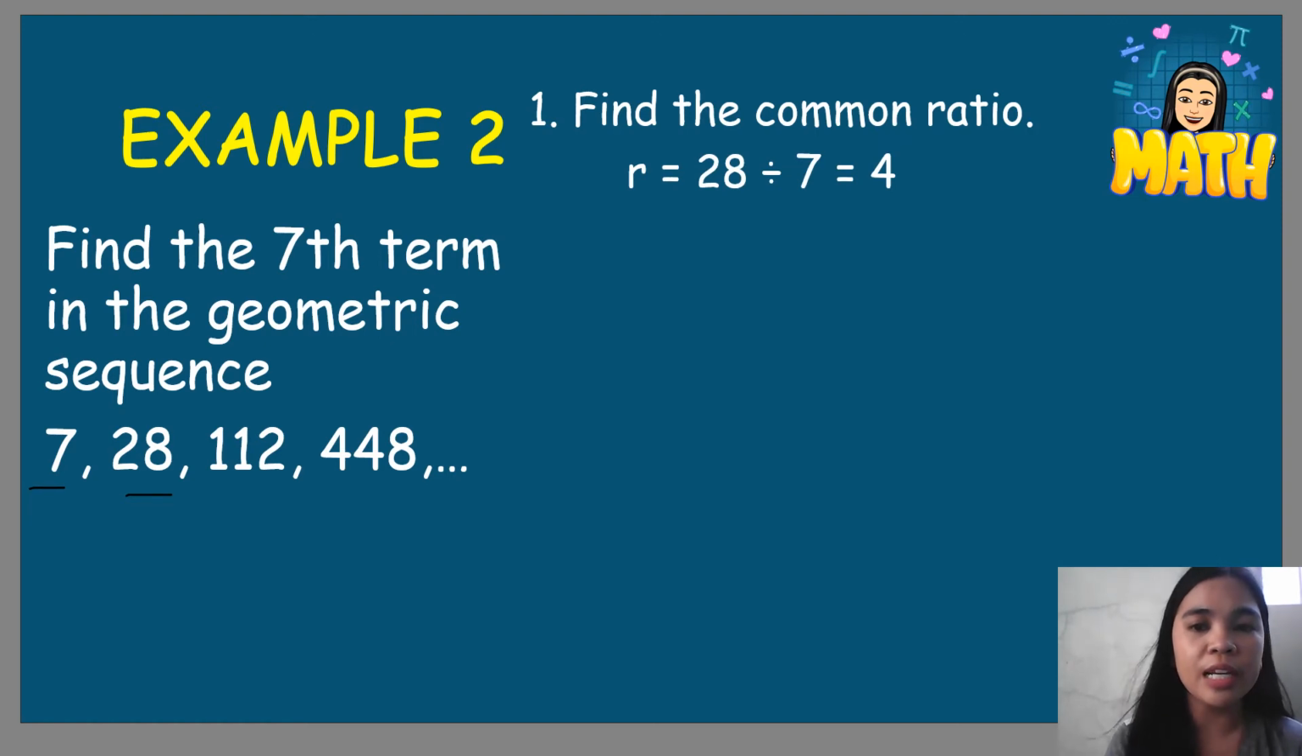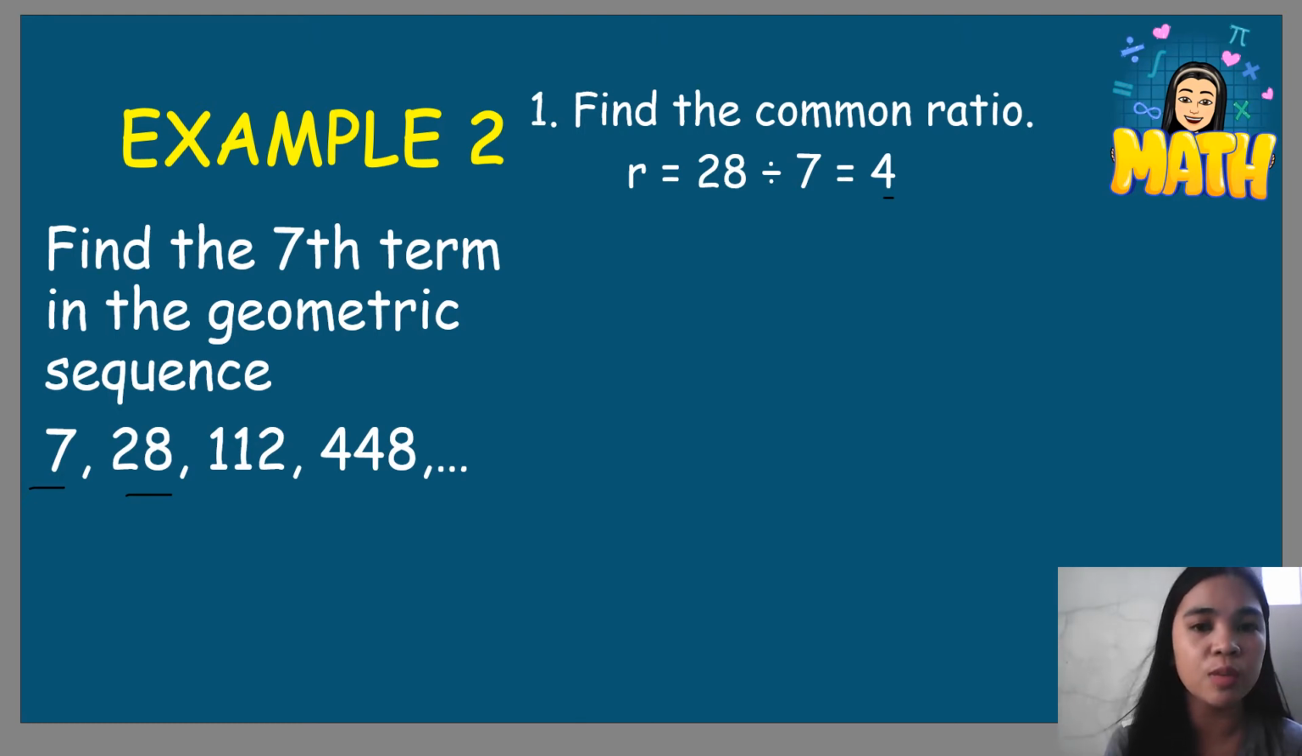So, try muna natin yung common ratio i-multiply doon sa ating mga terms para malaman natin if it is really a geometric sequence. So, 7 times 4 is equal to 28. 28 times 4 is equal to 112. 112 times 4 is equal to 448. So, therefore, it is a geometric sequence.